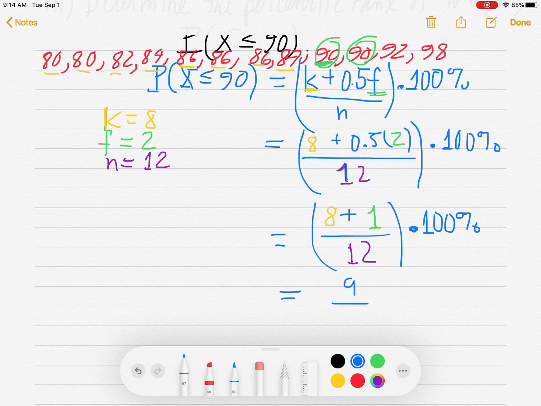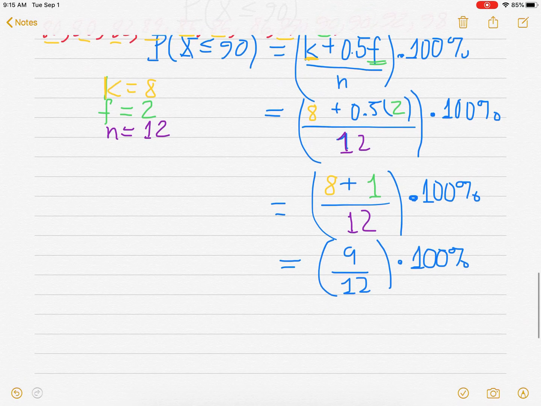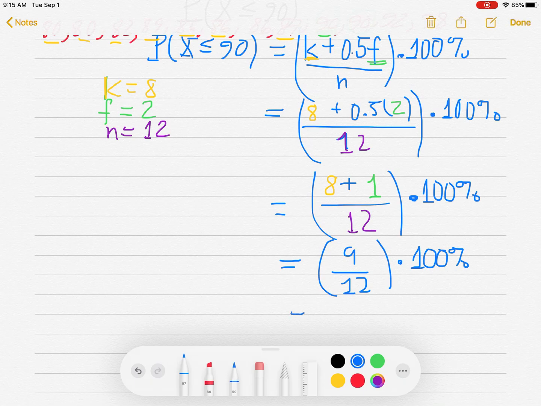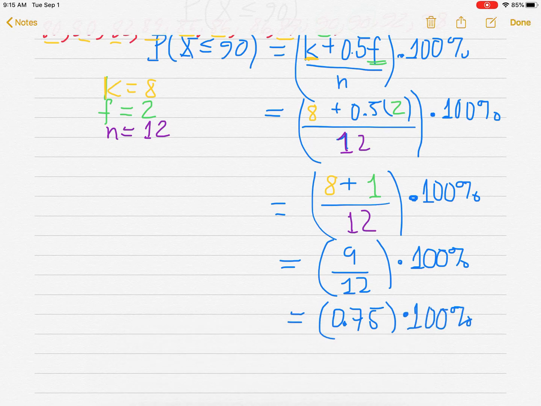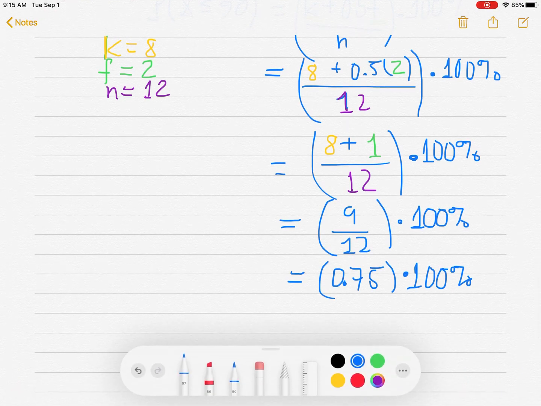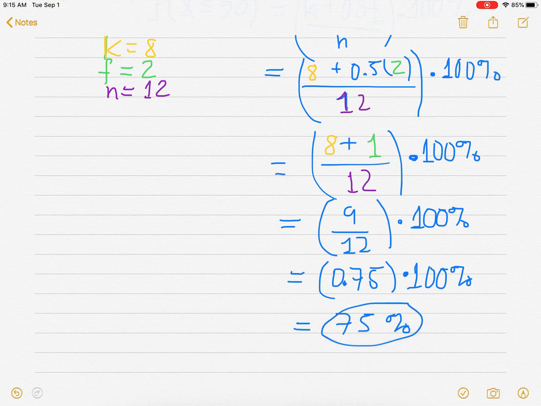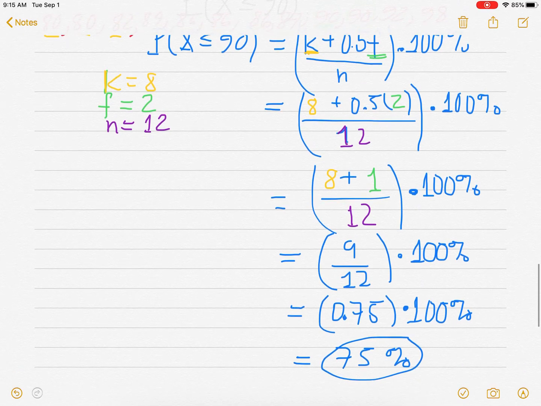So you're going to have what? 8 plus 1 is 9. 9 over 12 times 100 with a percentage sign. Let's do 9 over 12. 9 over 12 is 0.75. You plug that in your calculator. Times 100 with a percentage sign. That multiplication by 100 just moves the decimal to the right. So we get 75 with a percentage sign. So 75%. 75 is the rank percentile of 90.